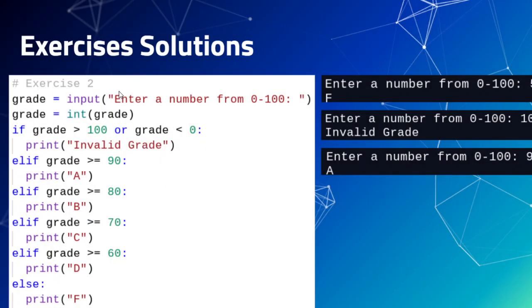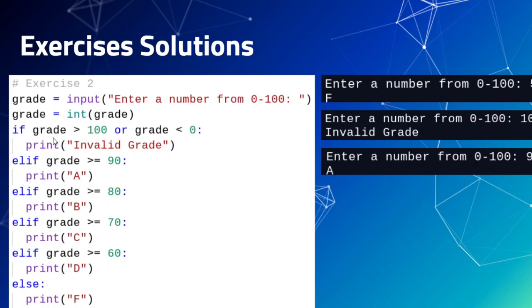So we ask them to input a grade, and then we cast it as an int. Since we're working with it as an int, we want to check if it's within an integer range. So our first thing we want to do is check, is it actually within 0 to 100? Did they listen to us? Did they actually enter a valid number?